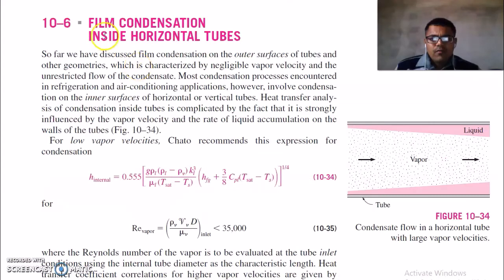Film condensation inside horizontal tubes. This type of condensation is used in refrigeration and air conditioning applications. However, these involve condensation on the inner surface of horizontal or vertical tubes. So heat transfer analysis of condensation inside these tubes is complicated by the fact that it is strongly influenced by the vapor velocity, because vapor is moving with some speed. So condensation and heat transfer will depend on the vapor velocity also.